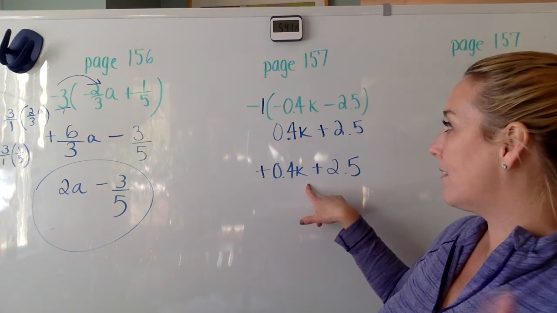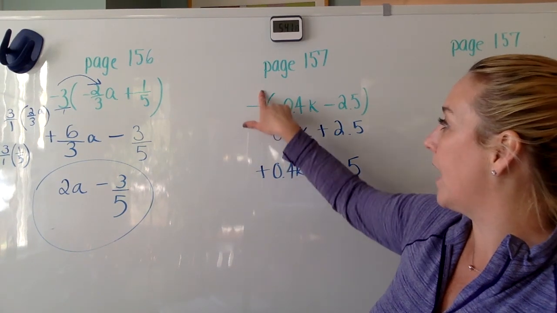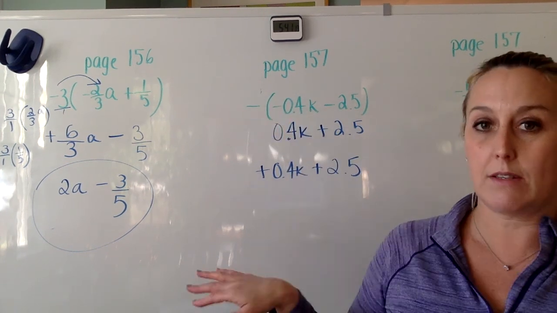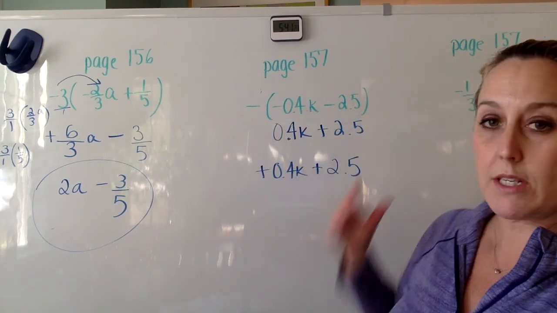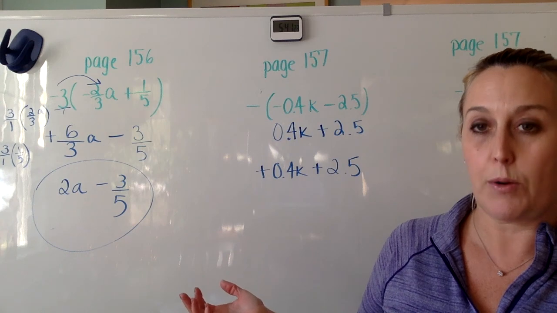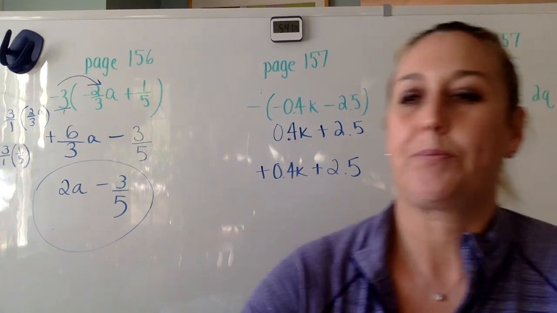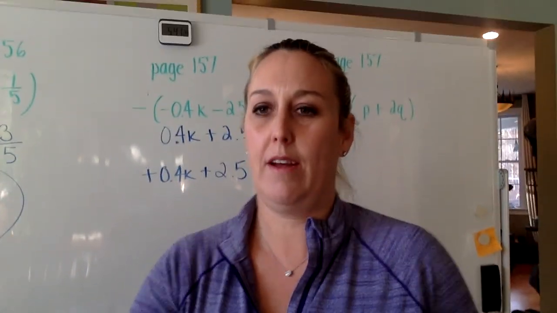So could you do that step? Yeah. But if you ever just see a negative outside of a parentheses on its own, you would just write the opposite of the terms that are on the inside of the parentheses.